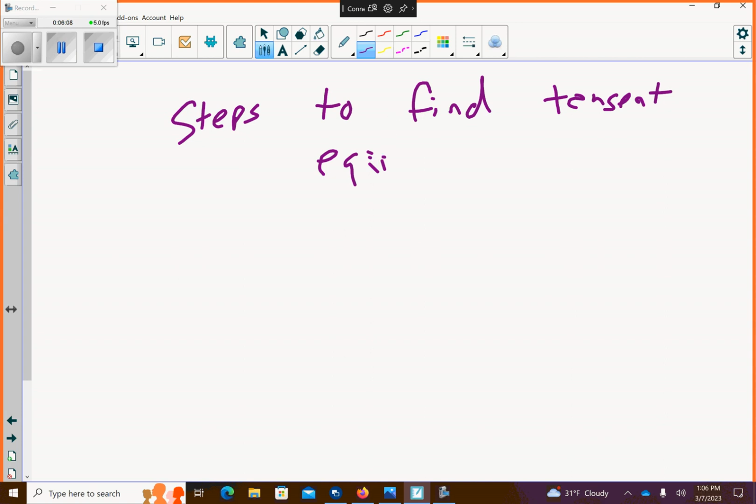Oh my gosh, come on. My computer's working too hard.